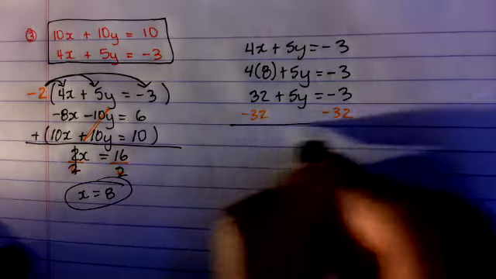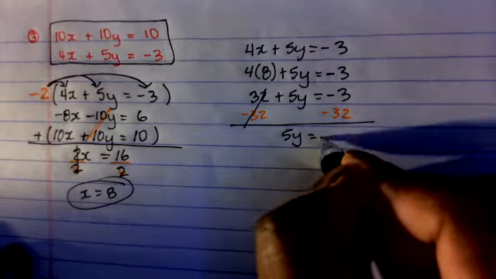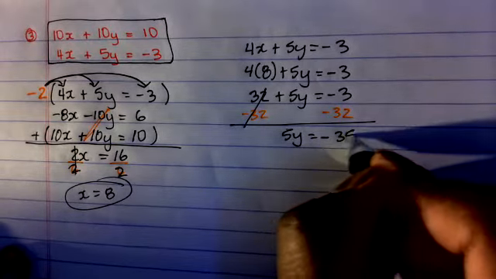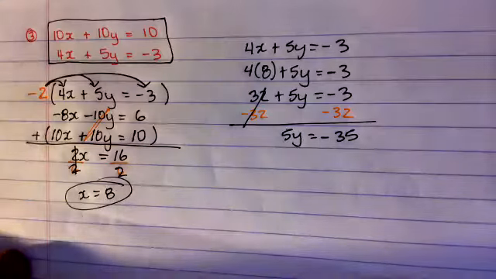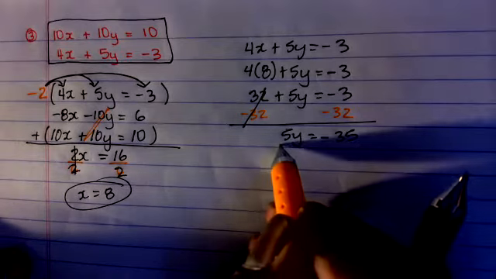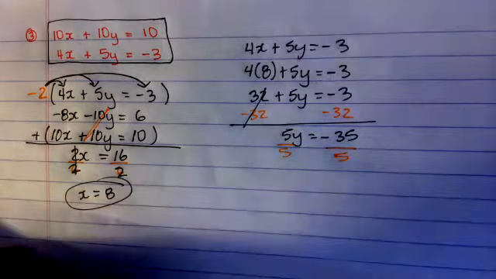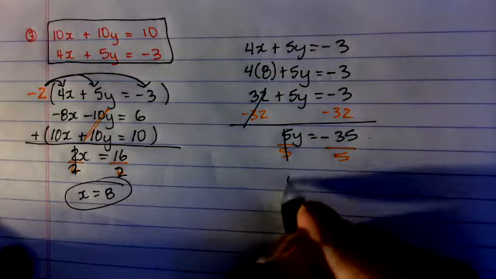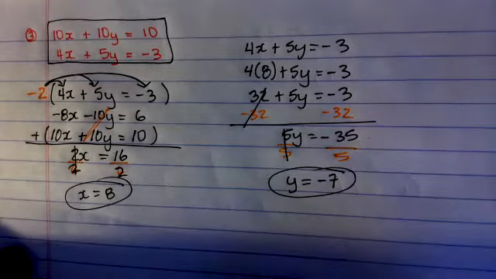When I do that, these cancel, and 5y equals -35. How do I get y? What's the opposite of what they did? The opposite of multiplication is division, so I'm going to divide by 5 on both sides. So y equals -7.